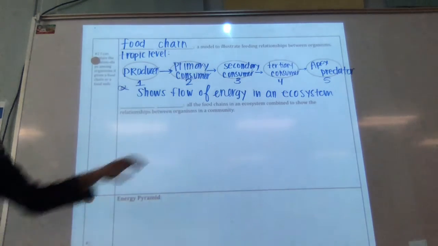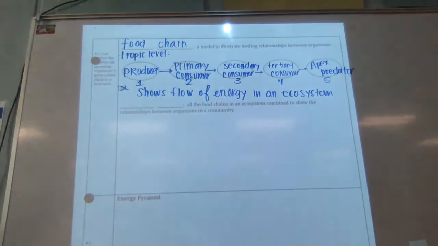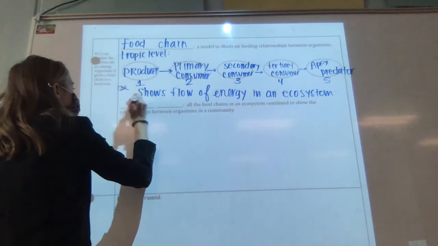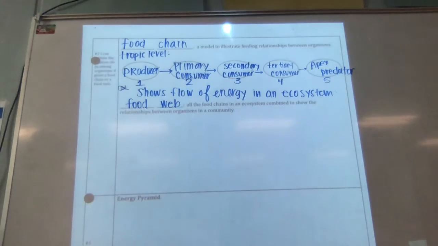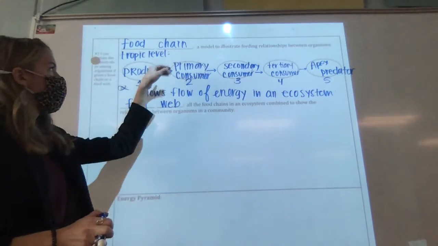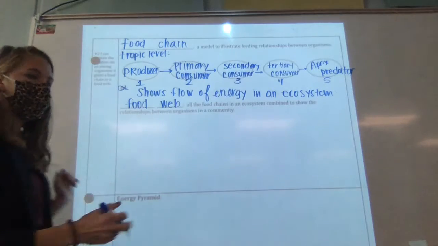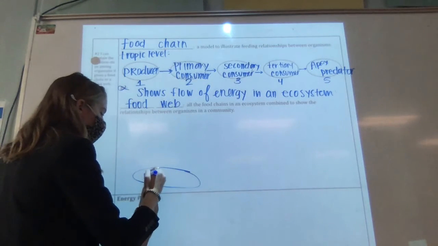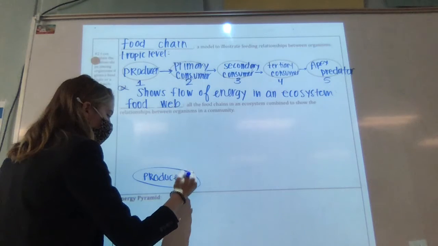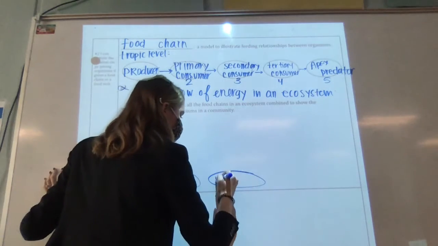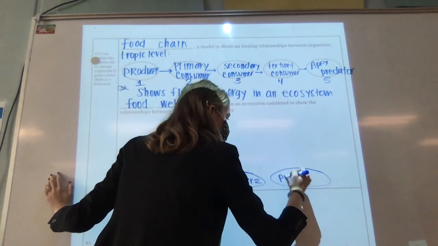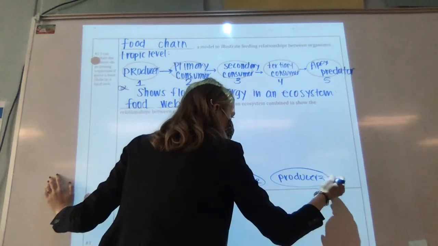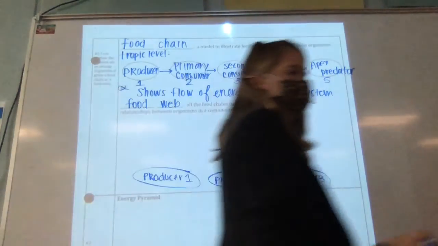Okay. All of the food chains in an ecosystem combined are called what? Food web. A food web. Nothing too crazy. Okay, so a food web is again going to have different trophic levels. So we're going to start at the bottom with producers. So we might have producer 1, producer 2, and producer 3. And this is our first trophic level.